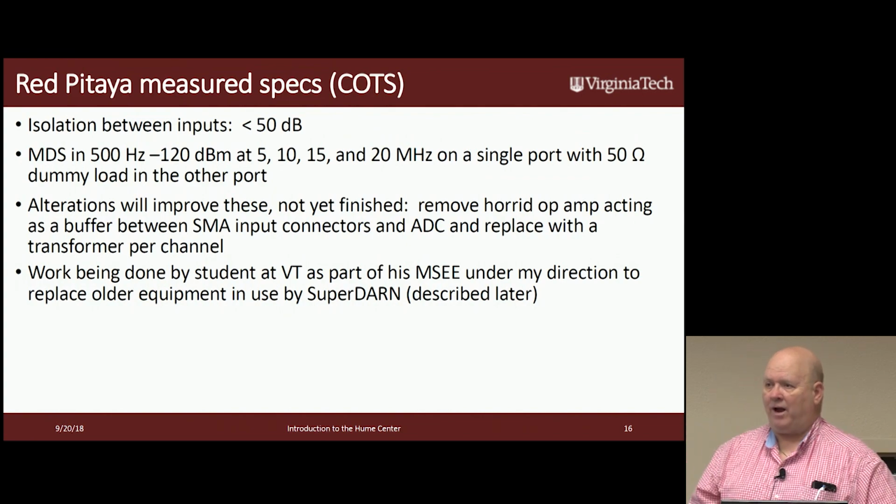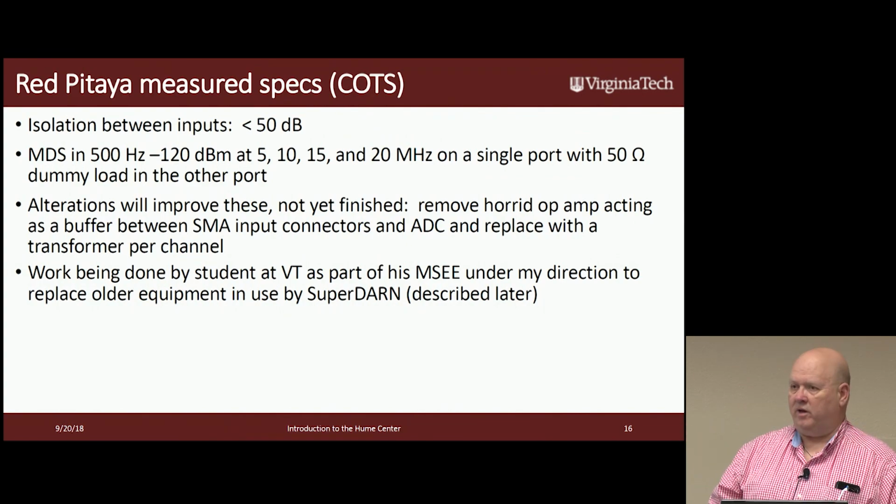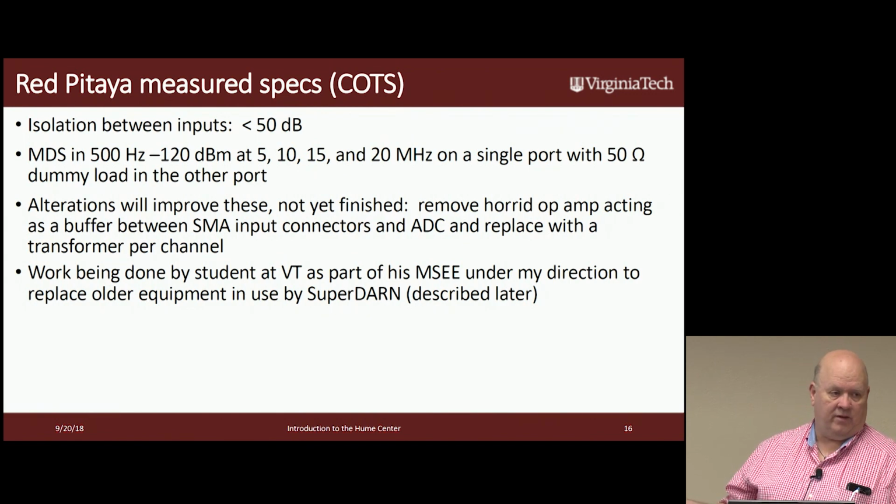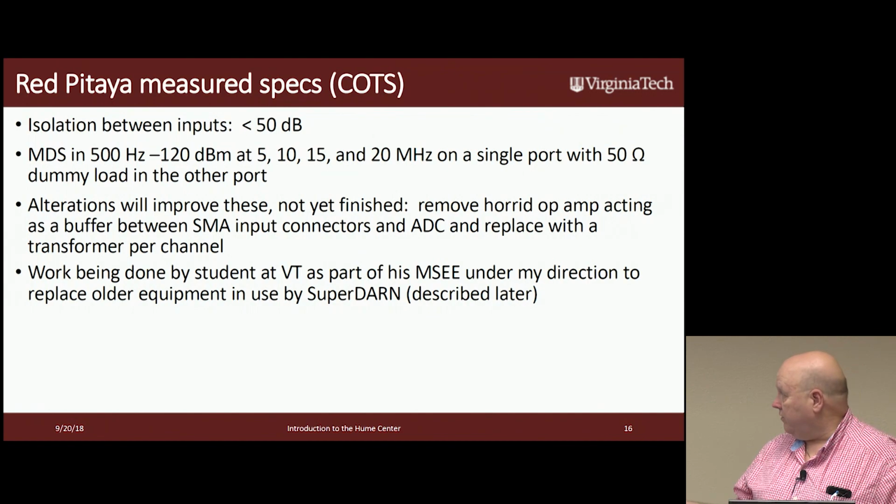So we've done our surface mount rework station, pull the op amp off, put transformers on it, and the isolation goes way up. We're still tinkering with the exact right way to do this, exact right transformer selections, and the student working on this for his master's thesis has not yet finished that work, but it should come out shortly. He wants to graduate at the end of this year, so he's got an incentive.